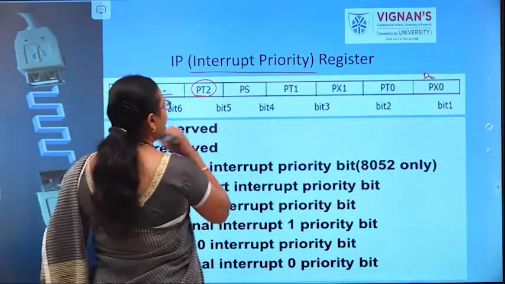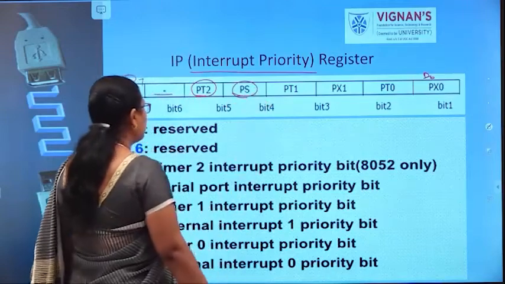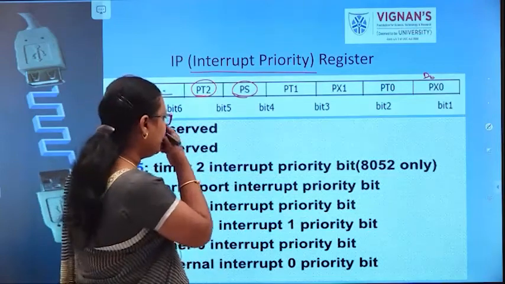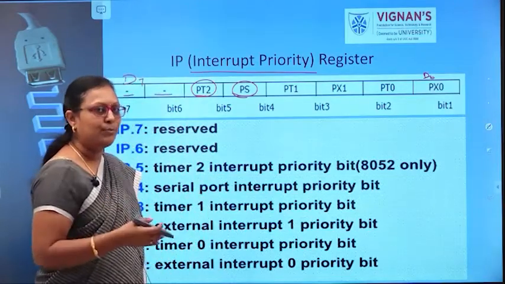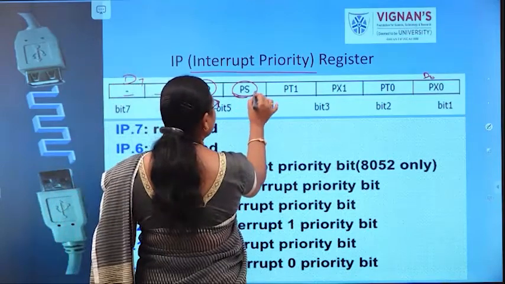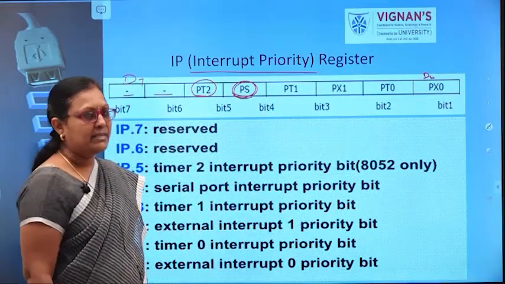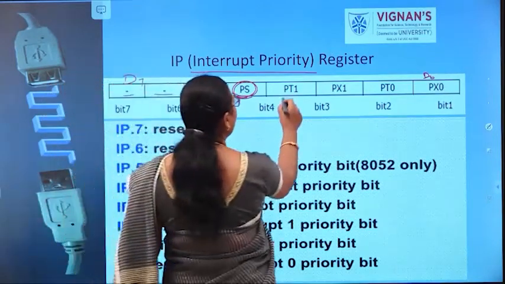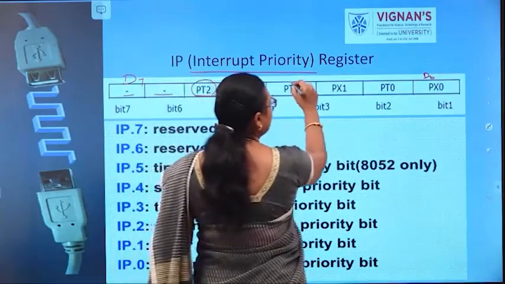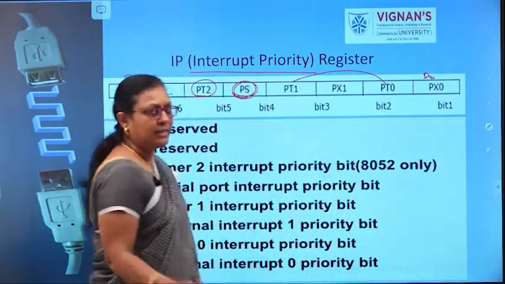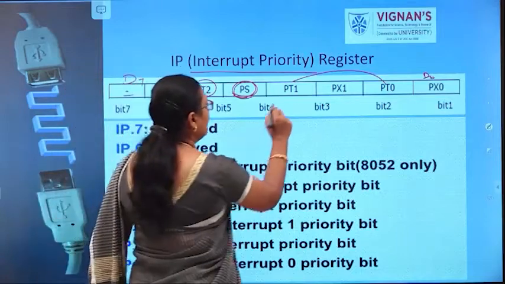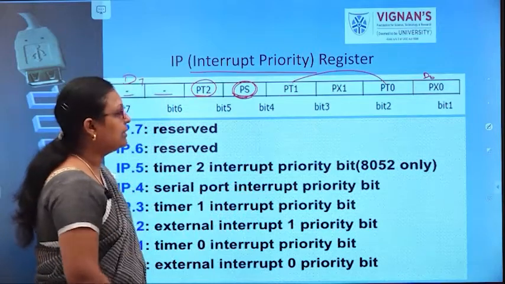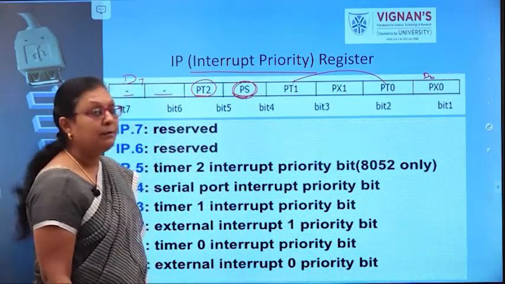So coming to PS, it is nothing but the interrupt priority for the serial port. Okay, so when you are going for the serial port, the interrupt priority will be represented by using this PS bit, that is bit number 4. Clear? Next, coming to bit number 3 and bit number 1, sorry, which are nothing but PT1 and PT0.